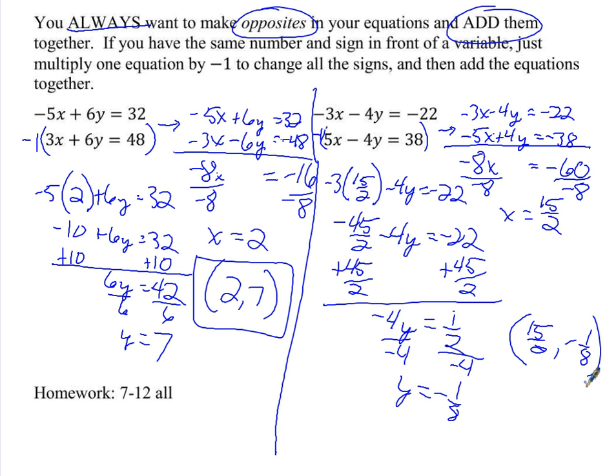Now what? Check it. You don't want to, do you? You have a calculator in front of you, though. The calculator will check this for you. You type in negative 3 times 15 halves minus 4 times negative 1/8. Press enter. Do you get negative 22? I'll give you a hint. The answer is yes. And then if I plug in 15 halves here, 5 times 15 halves minus 4 times negative 1/8. Press enter. Do you get 38? The answer is yes, because this is the correct answer right here.